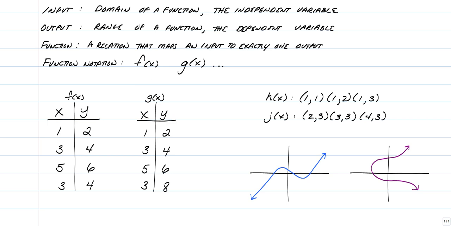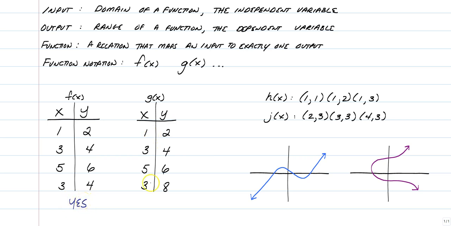So these two are very similar. They have the same inputs. We input a 1, we get a 2. We input a 3, we get a 4. We input a 5, we get a 6. So when we go back and input a 3 again, we should get a 4, and we do. So this is a function.